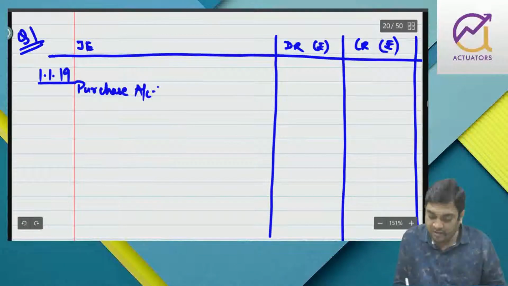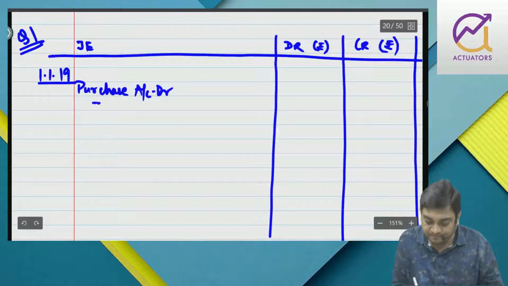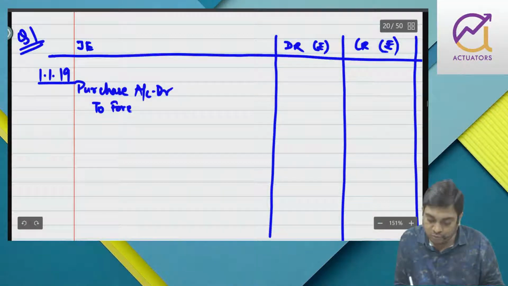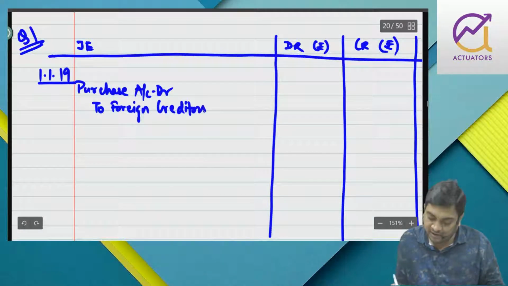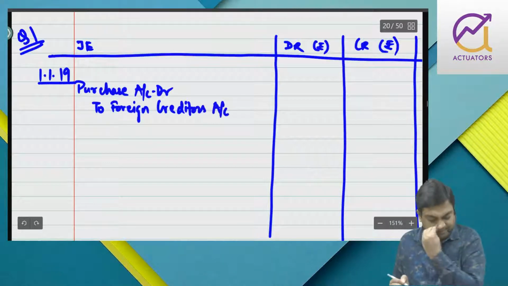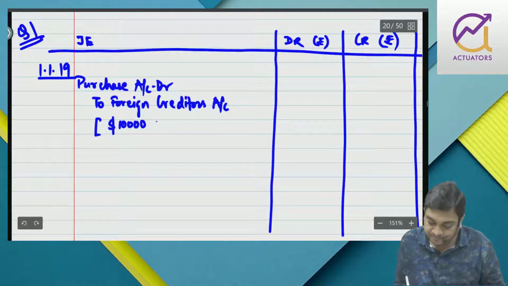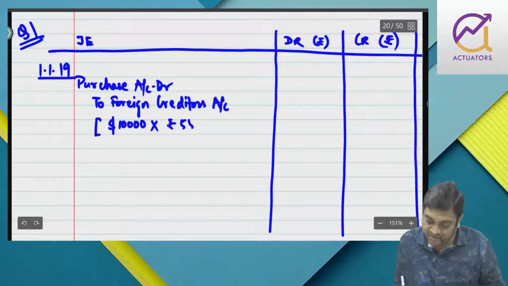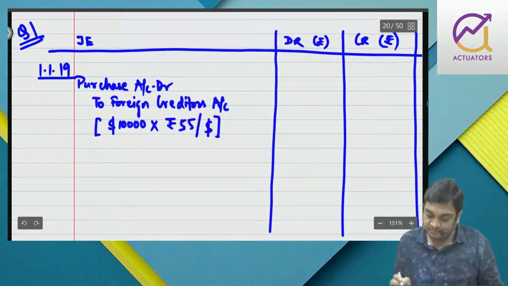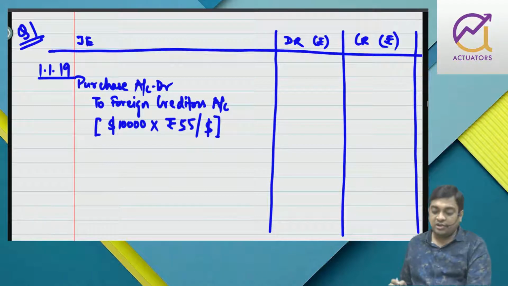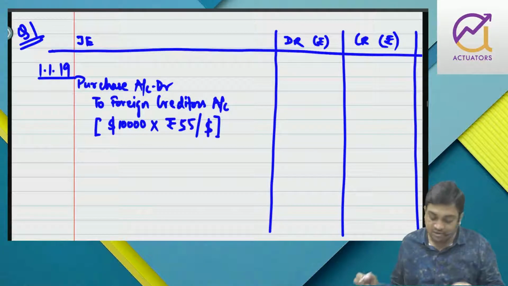So purchase account debit, or inventory, whatever, to foreign creditors. Initial recognition, that is $10,000 into 55 rupees per dollar. So initial recognition is 5,50,000.